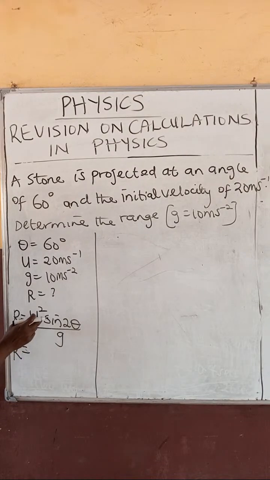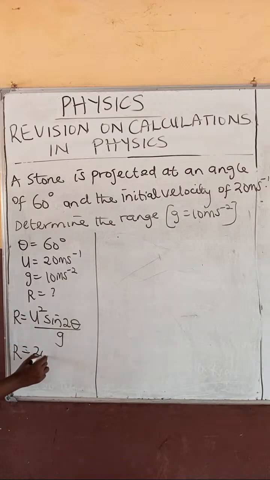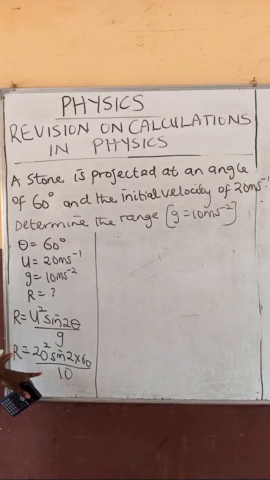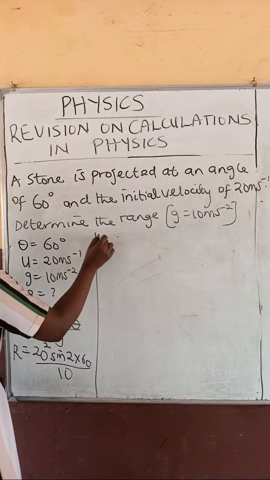R is equal to, what is my U? My U is 20 squared, right? Sine 2 times 60, divided by what? 10. And when you have this, let's expand this more and solve.